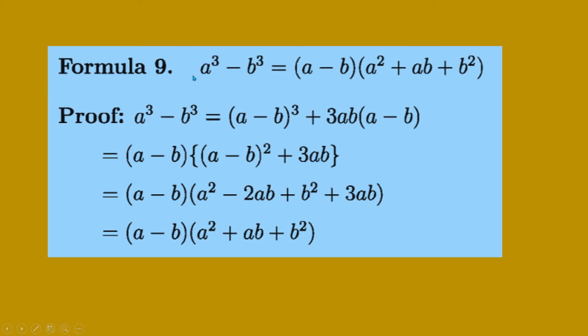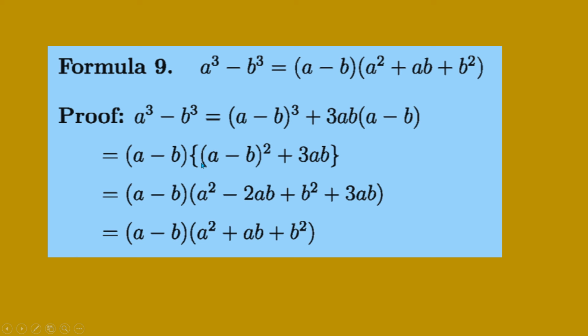Same as formula 9, a cube minus b cube equals a minus b. That means at first we have to write a minus b, then a square plus ab plus b square, and this equals a minus b whole cube plus 3ab into a minus b. This is a corollary, but here a minus b is common, so here will be a minus b and here will be a minus b whole square plus 3ab.